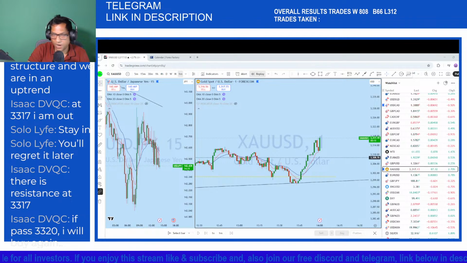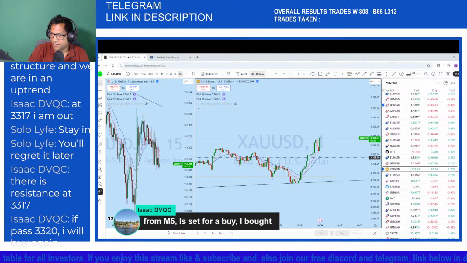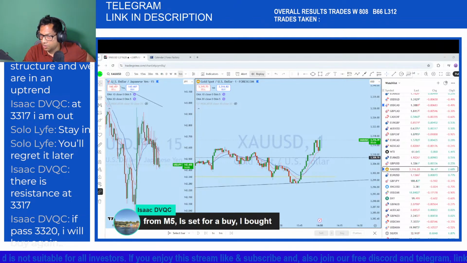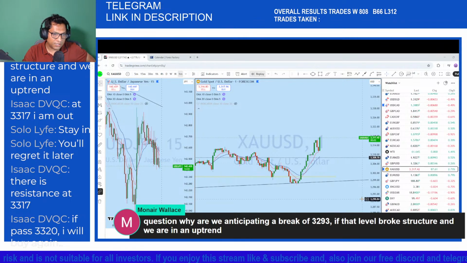Okay, so yeah, it's in a bull market. Question: where are you anticipating the breakup, 2393, if that level broke structure and we are in an uptrend? Yes, this is what happened.